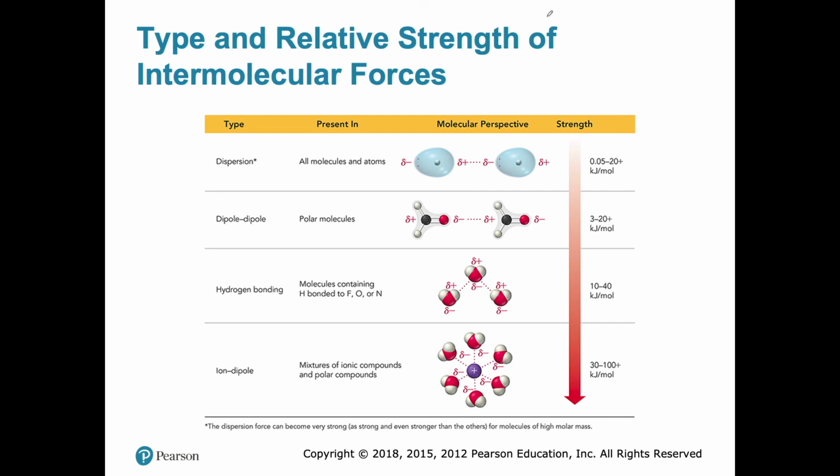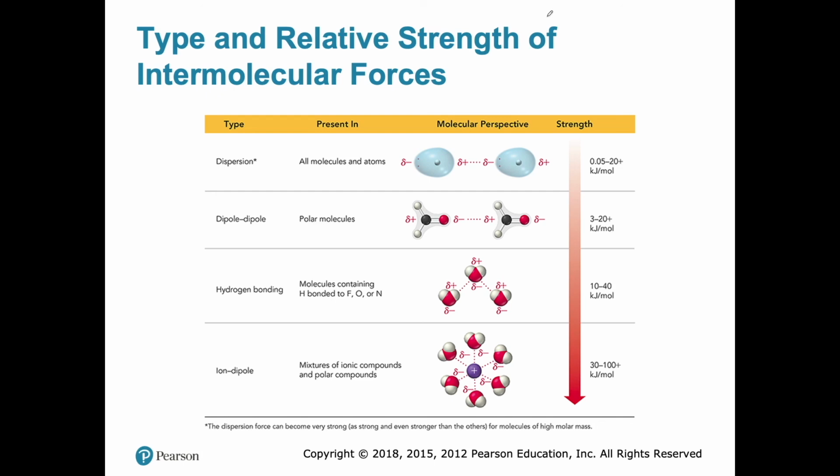So notice we have all the 4 types of intermolecular forces I was talking about: dispersion, dipole, hydrogen bonding, and ion. And notice how the strength gets larger as you go from dispersion to dipole-dipole to hydrogen bonding to ion-dipole. You can even see here what they look like. Here are your dispersion forces, where the electrons are pushed to one side.